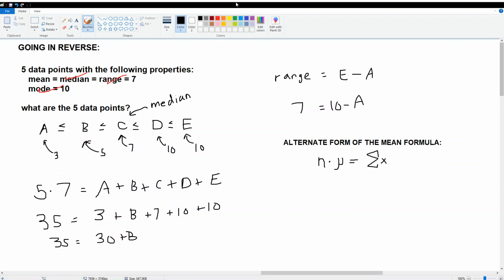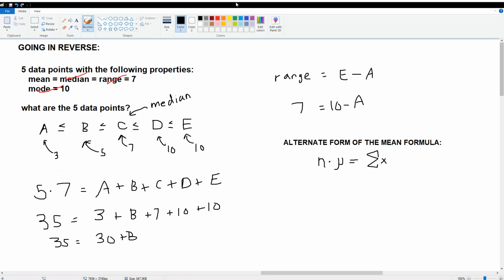By using the alternate form of the mean formula, we can get our last data point. Indeed, the alternate form of the mean formula is so useful that you don't even have to know what all the data points are to get something out of it. There's a WeBWorK problem that has to do with scores by gender, and you're going to use the alternate form of the mean formula to solve that problem, again, to show the applications of it.